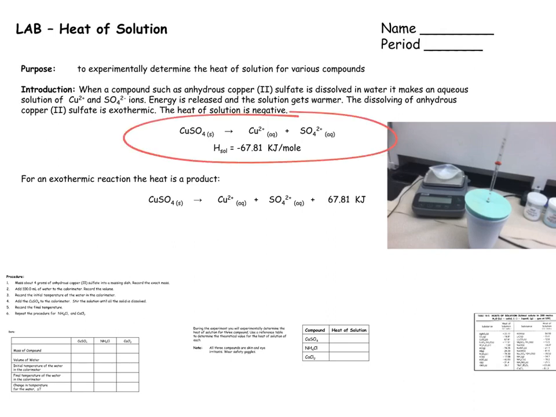Now, here's the reaction that happens. The copper sulfate dissolves into copper ions and sulfate ions. The heat of solution is a negative number, which means that process is exothermic. So it will give heat to the water that is doing the dissolving, and the water will get warmer. We could put the heat of solution in the reaction like this as one of the products. So the copper sulfate solid will dissolve into 2 things and give off some heat. And the water is going to absorb that heat.